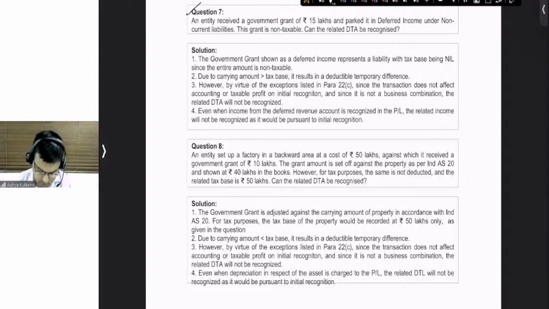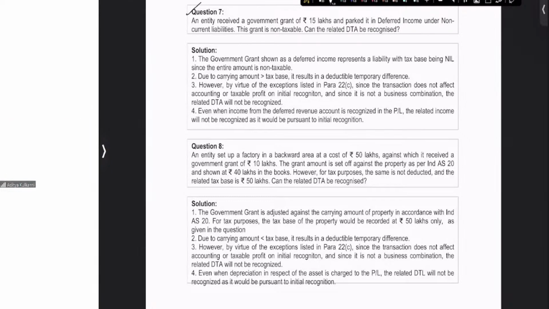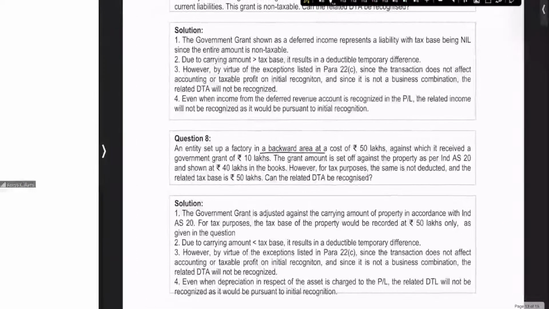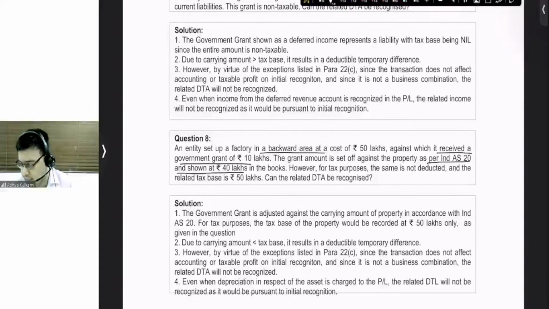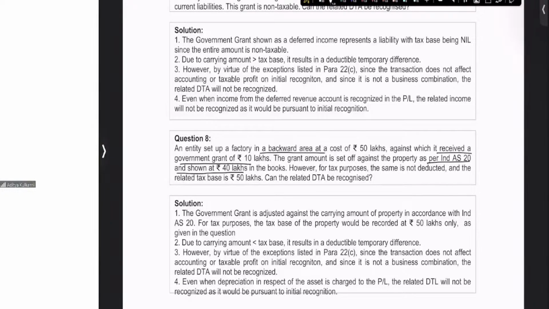Yes. Next. An entity has set up a factory in a backward area against which it received a government grant of 10 lakhs. The grant amount is set off against the property as per Ind AS 20 and shown at 40 lakhs. Have you done Ind AS 20? Answer is yes, I think so. Okay.